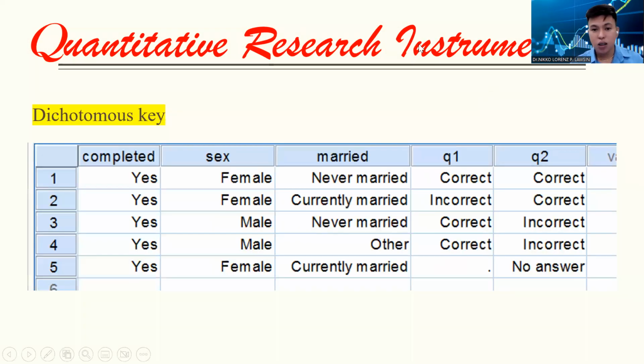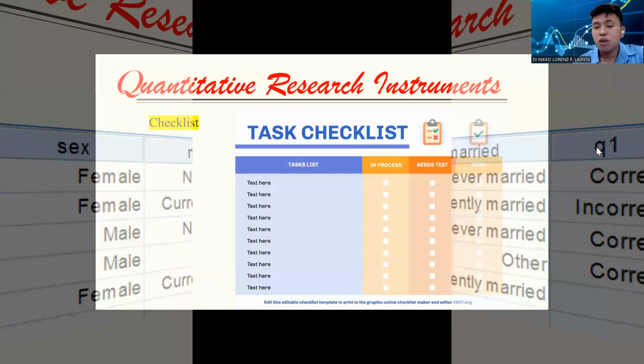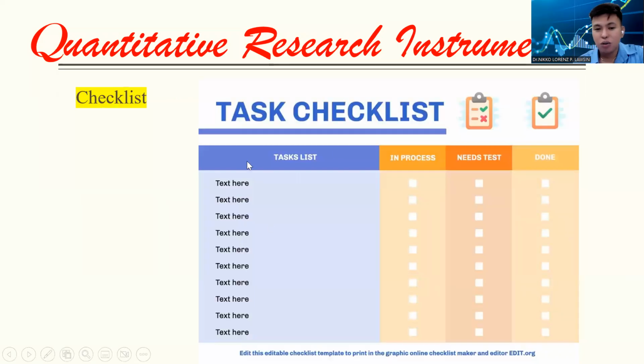The next instrument is the dichotomous key. So it could be yes or no, male or female, married or not married, correct or incorrect. You can also have checklists. The difference between a checklist and a rating scale is that in a checklist, you're just checking if there is a presence or absence of the observed variable. If it's not present, X. If it is present, check.